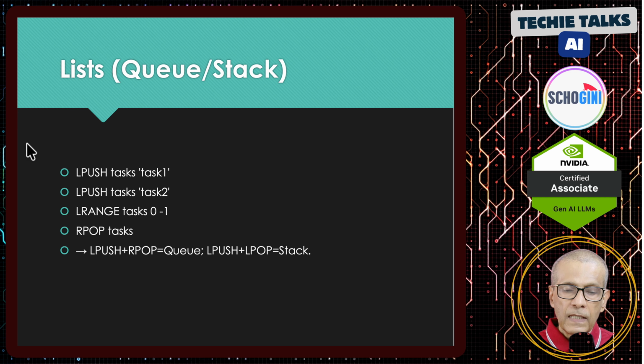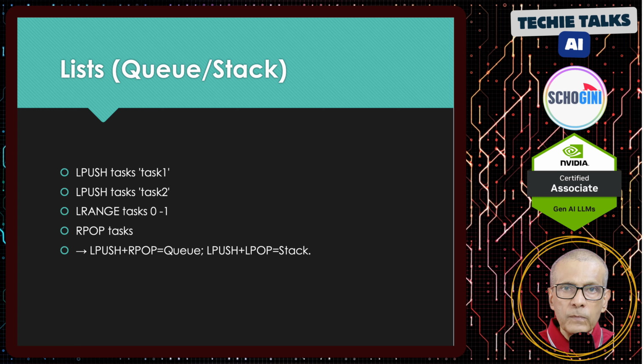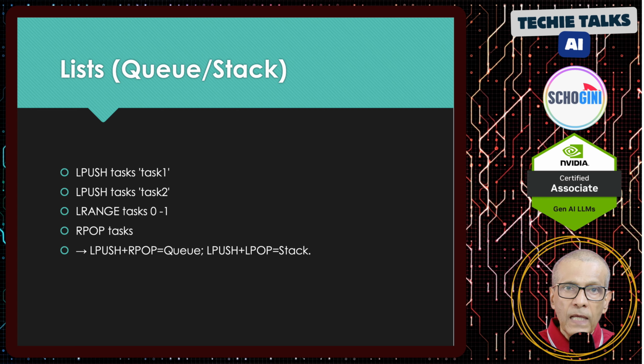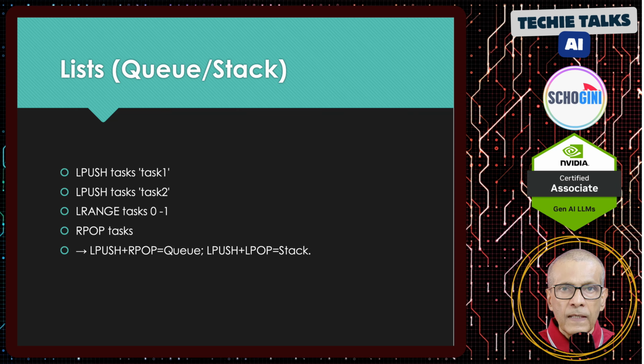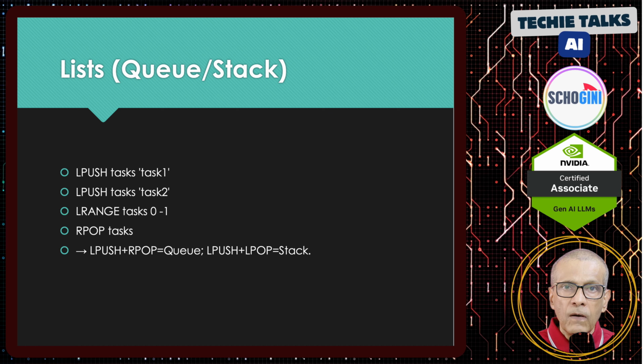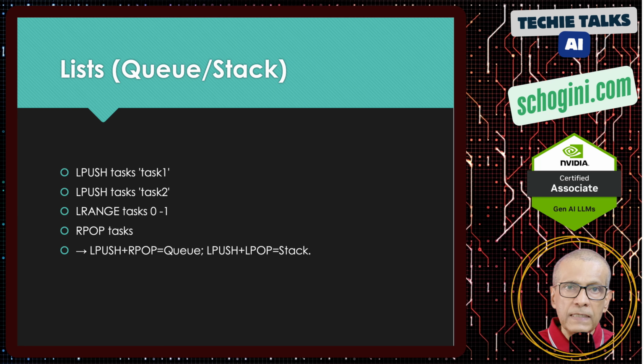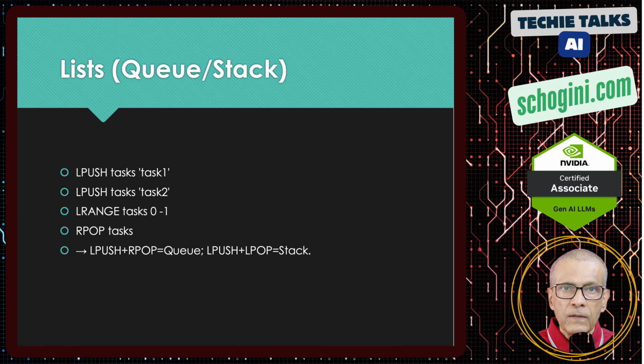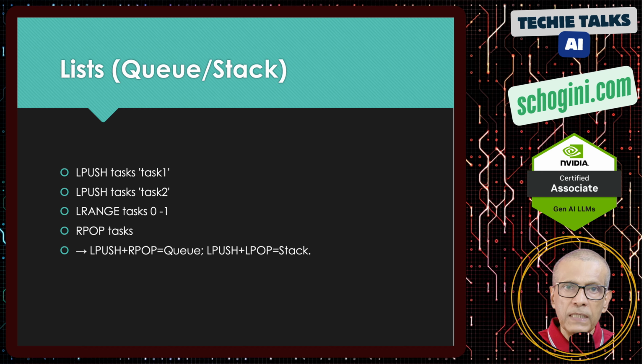Next is lists. Lists transform Redis from a static store into a dynamic queue manager. Using lpush, you can insert new tasks at the head of the list. lrange shows its contents. rpop or lpop remove items from either end. We will see that. The combination you choose defines the behavior.